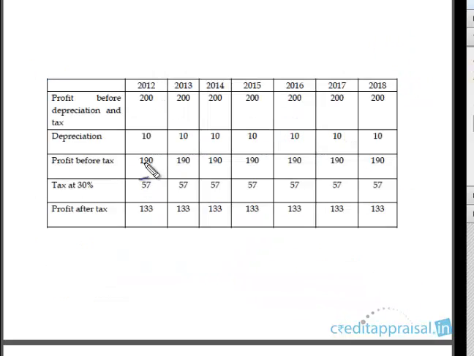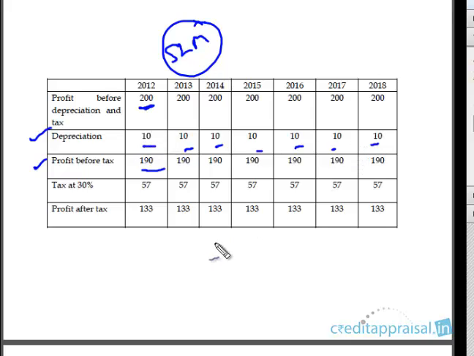So that's what we have done here. Every year we are deducting 10 lakhs. That's the depreciation. So profit before tax: till now we did not deduct depreciation and tax. Now we are going to deduct depreciation. Let us deduct depreciation. We arrive at 190 for all years. And tax at the rate of 30%, that is 30% of 190, which is 57. Then you arrive at what is known as profit after tax. So this is as per SLM. If you follow depreciation as per SLM, you arrive at depreciation of 10 lakhs every year. Accordingly, you arrive at a profit of 133 lakhs for all years.